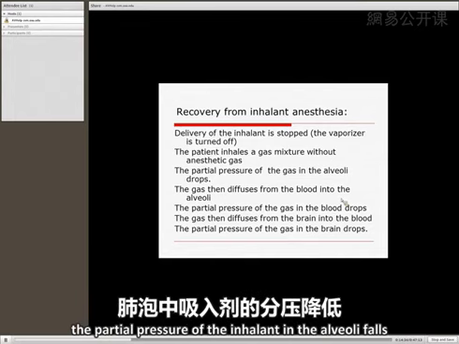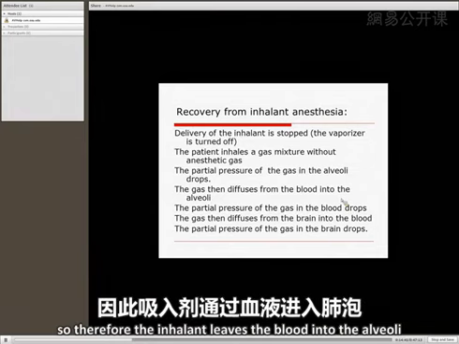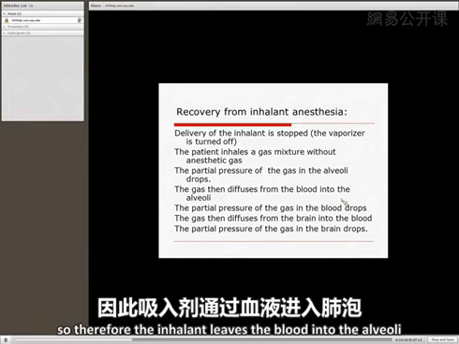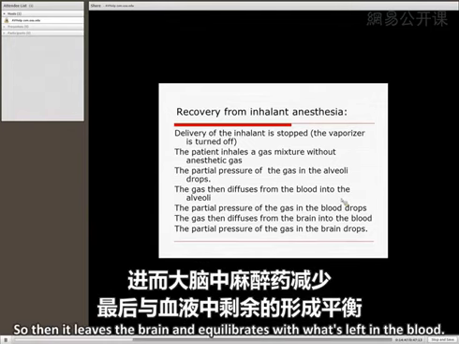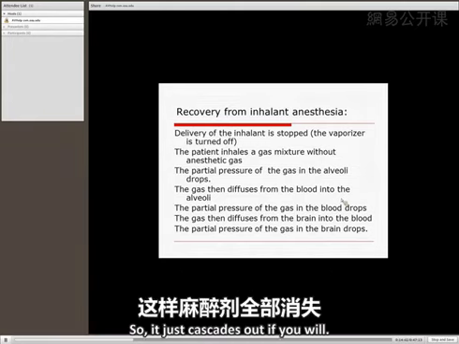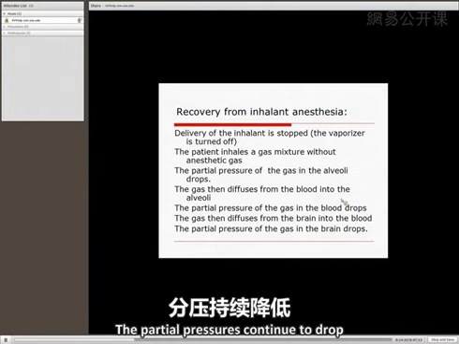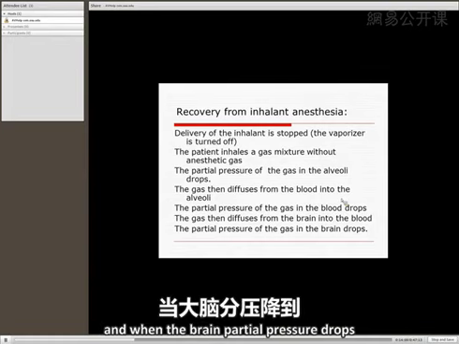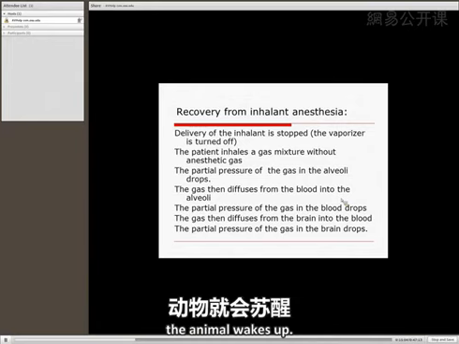The partial pressure of the inhalant in the alveoli falls, so therefore the inhalant leaves the blood into the alveoli, so the level in the blood falls, and then it leaves the brain and equilibrates with what's left in the blood. So it just cascades out, if you will. The patient exhales the gases, the partial pressures continue to drop. And when the brain partial pressure drops below an anesthetic level, the animal wakes up.